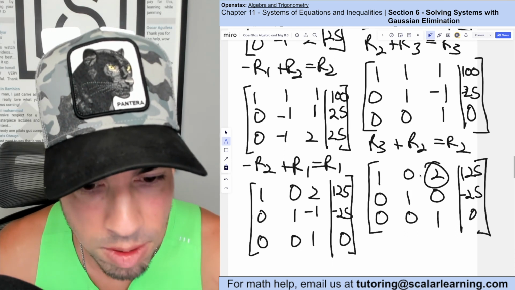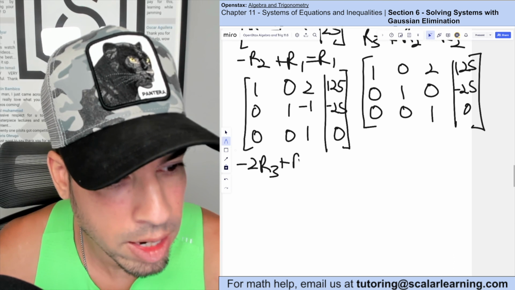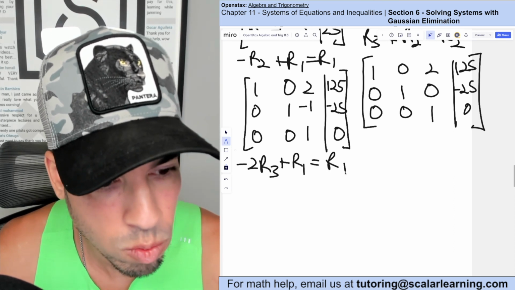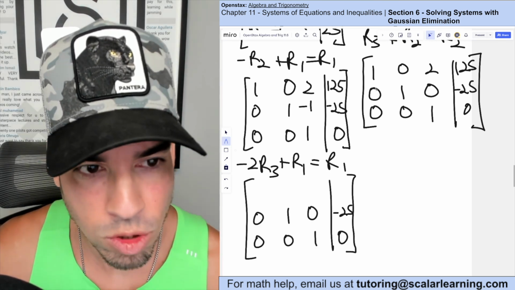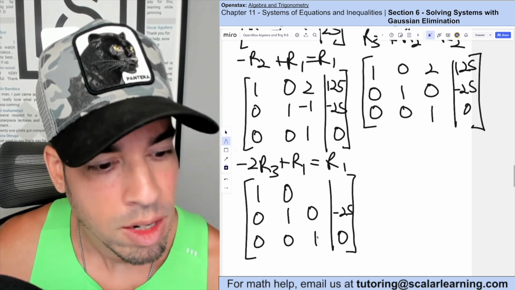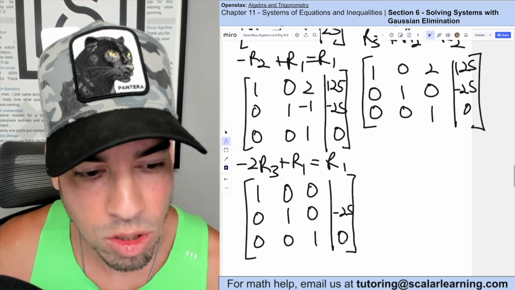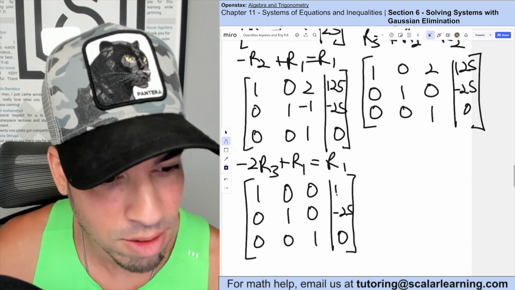Last but not least, we got to flip this. So I'm going to multiply row 3 by negative 2, add it to row 1 to get a new row 1. Let's check it out. So we got negative 2 times 0 plus 1 is 1. Negative 2 times 0 is 0 plus 0 is 0. Negative 2 times 1 is negative 2 plus 2 is 0. Negative 2 times 0 is 0 plus 125 is 125.